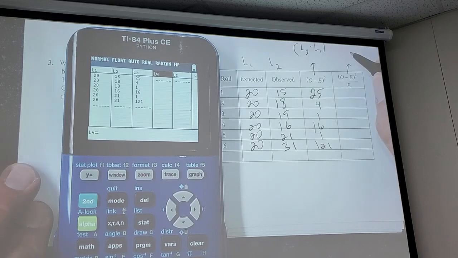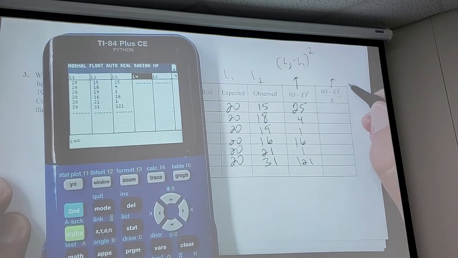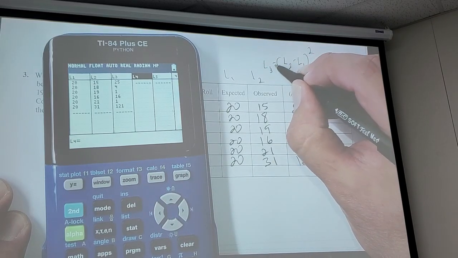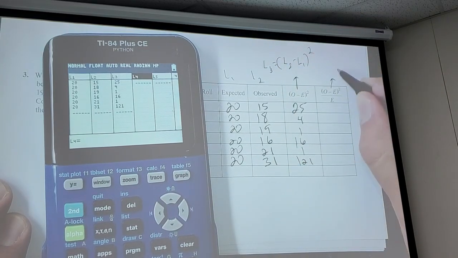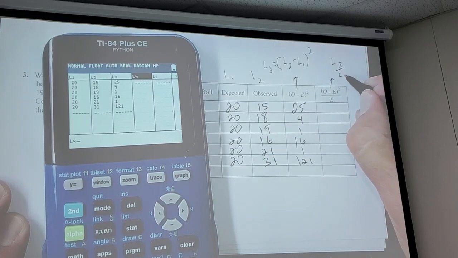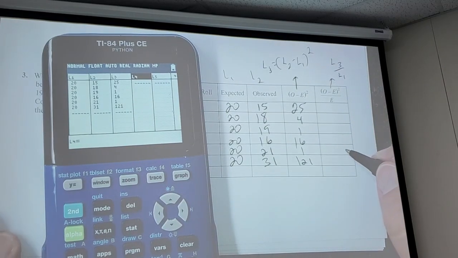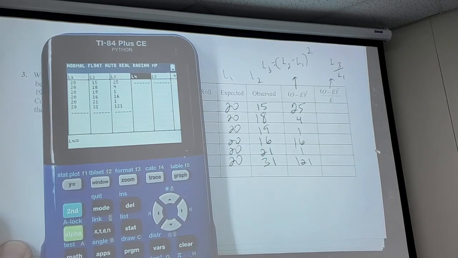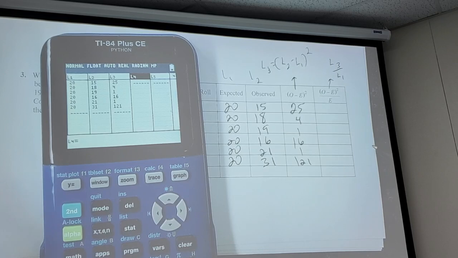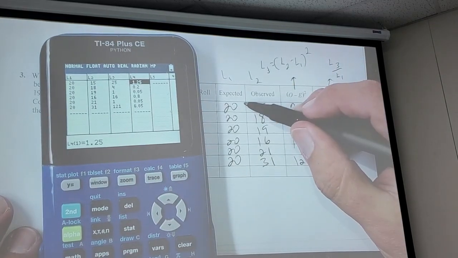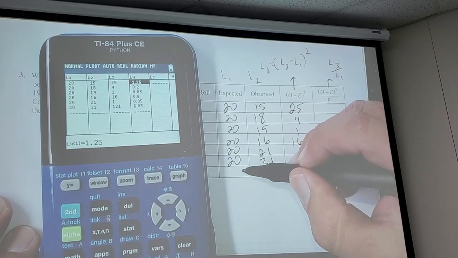So can somebody tell me, even if you didn't do it in the calculator, what this would be? So this is L3. What would you put here? L3 divided by 20. Yeah, L3 in this case divided by 20, but in general you could divide by wherever your expected is. So go to L4, make it L3 divided by L1, because there will be problems where these are not all the same.